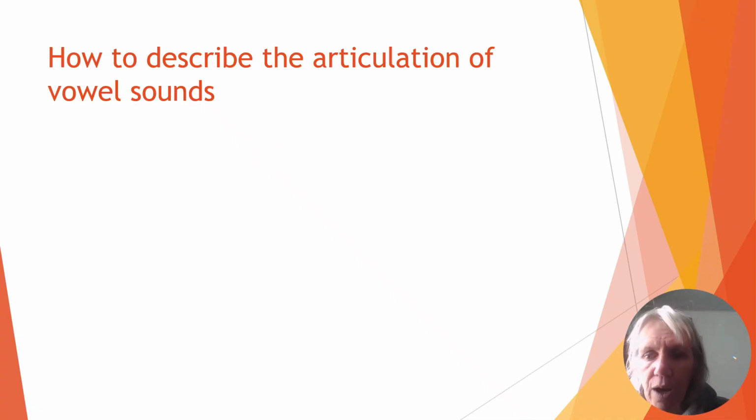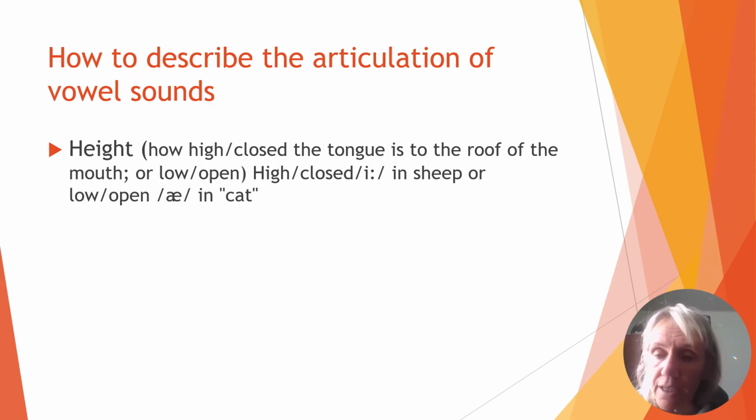So we need to know how to describe the articulation of those vowel sounds, how the vowel sounds are made. There are three ways we can do this. We can use something called height, backness, or roundness. It's all referring to the muscles of the mouth and how they work, namely the tongue. When I'm talking about height, I'm referring to how high up the tongue is and how close it is to the roof of the mouth.